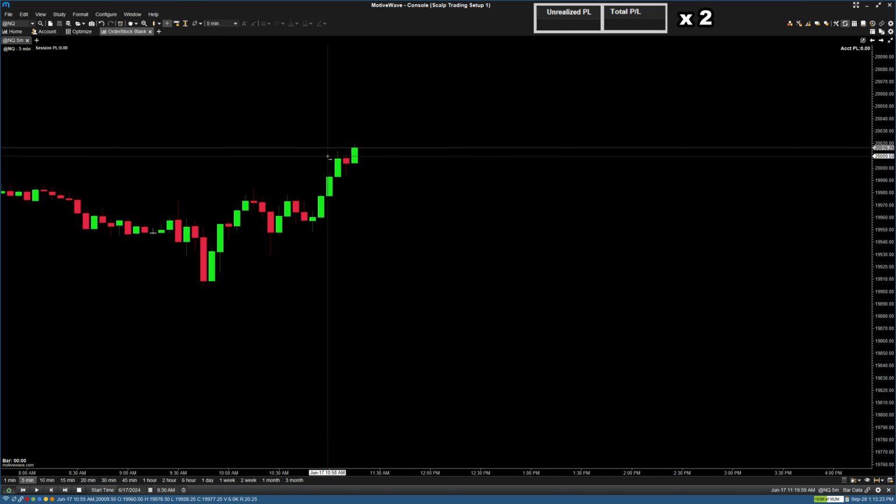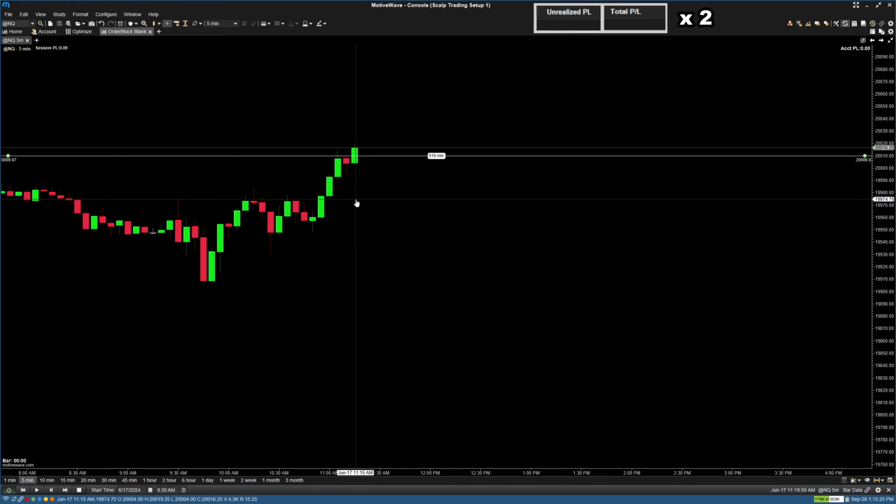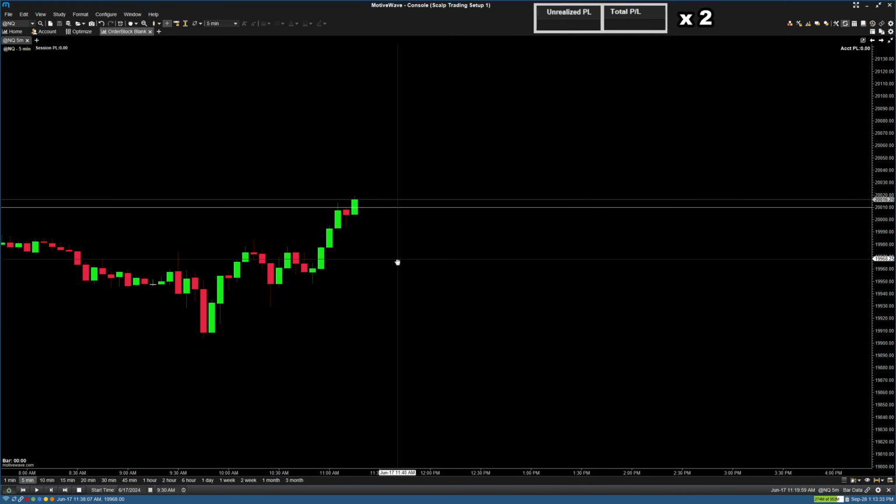Once again, we're going to draw a line to show you where we're going to enter so you guys can see it visually. Once we get into this trade, I'm going to draw my stop loss and my take profit as well at the same time.